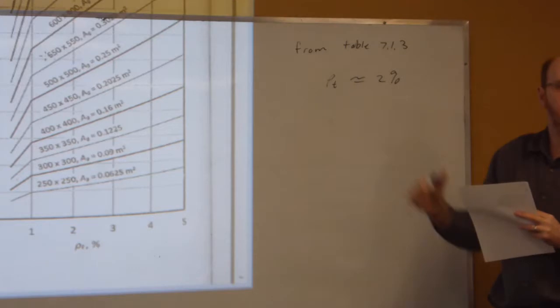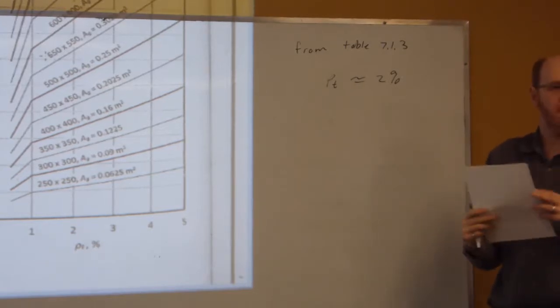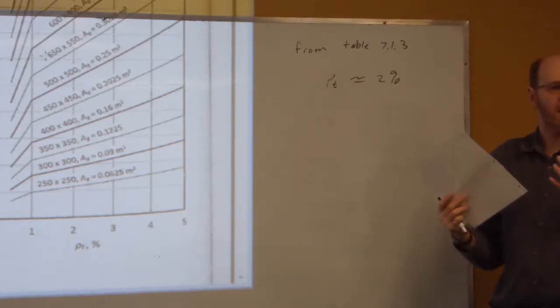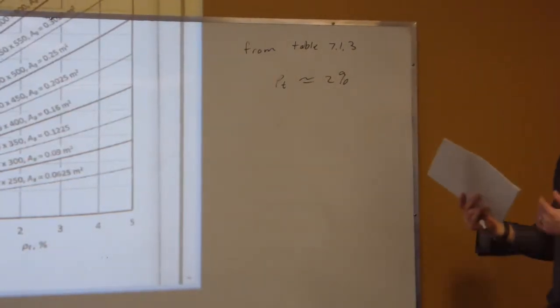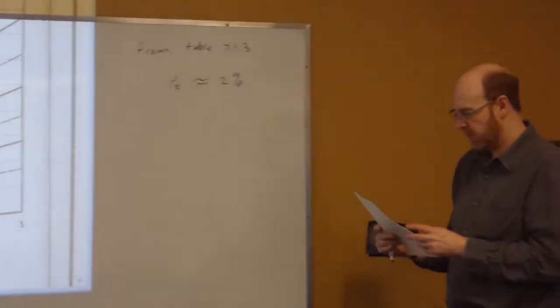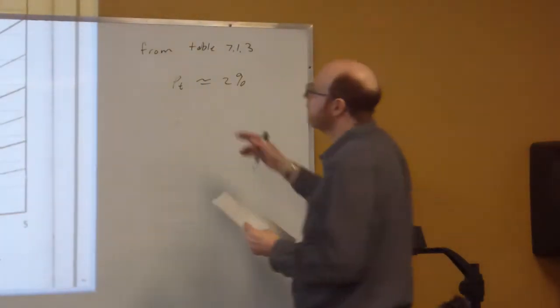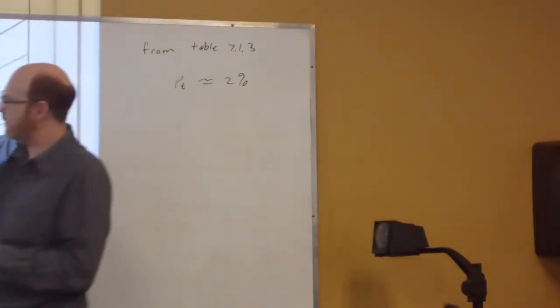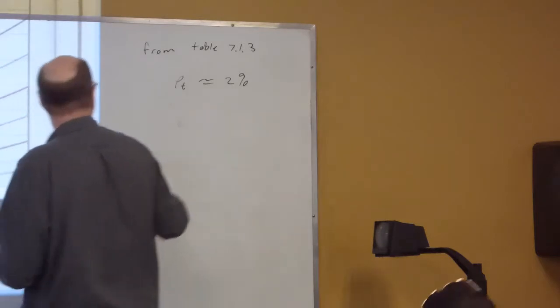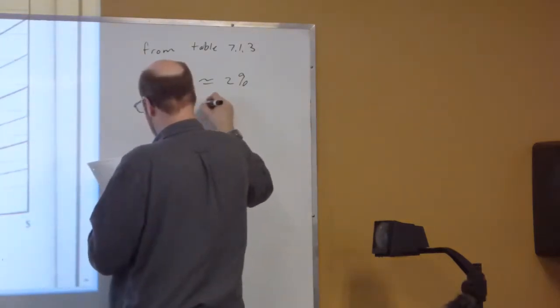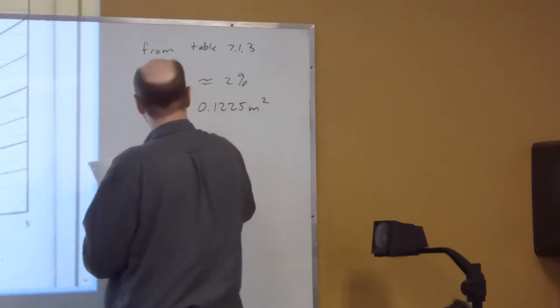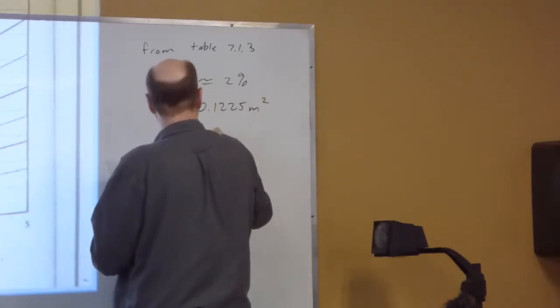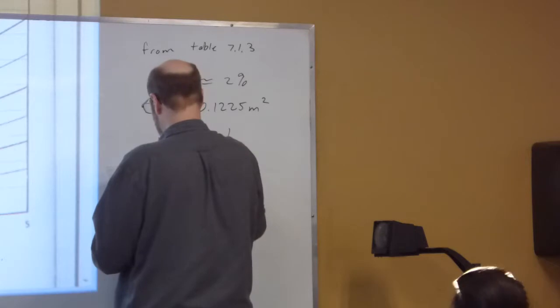Yeah, so in order to do the slenderness, I need to be able to calculate my column size, basically. So also off of our table here for 350 by 350, we get our AG at 0.1225 meters squared, and we're going to calculate our R at about 0.3 H.